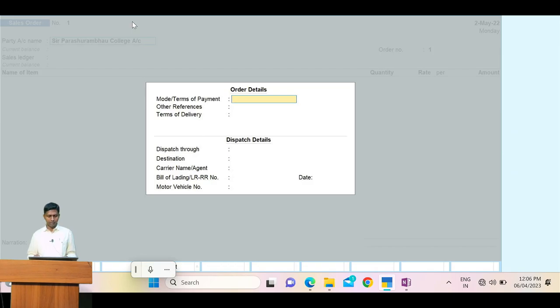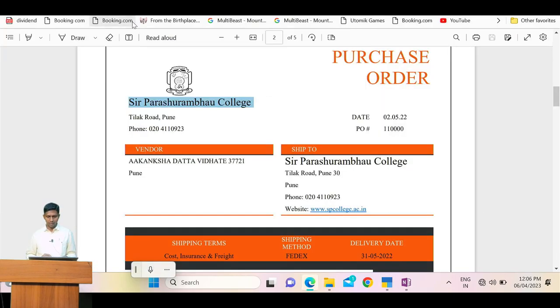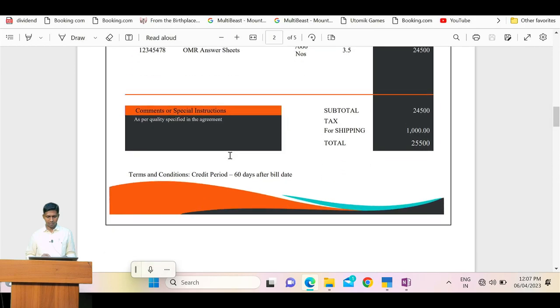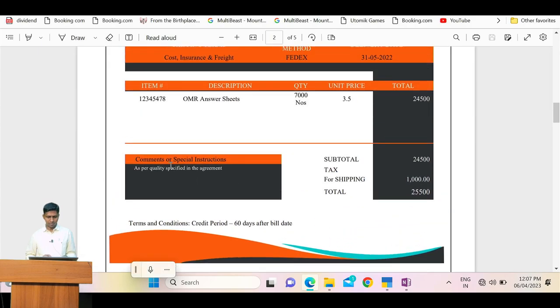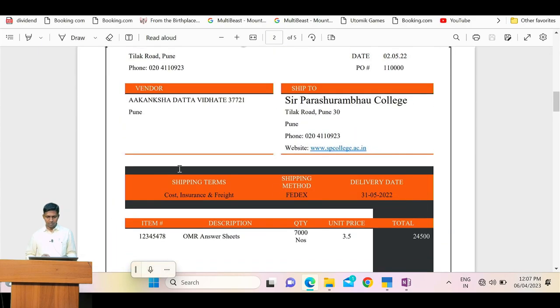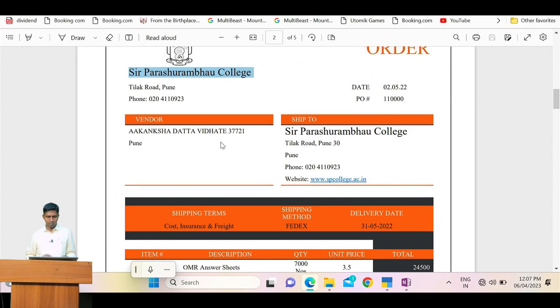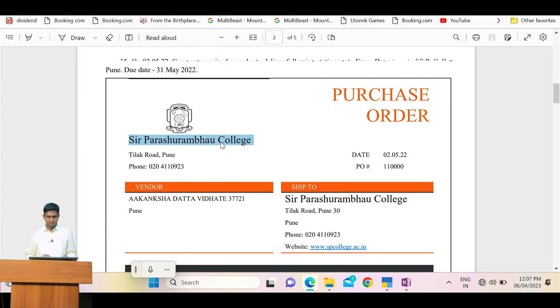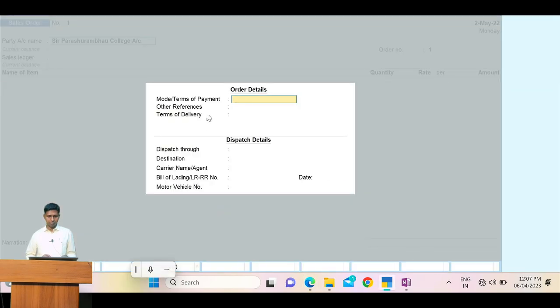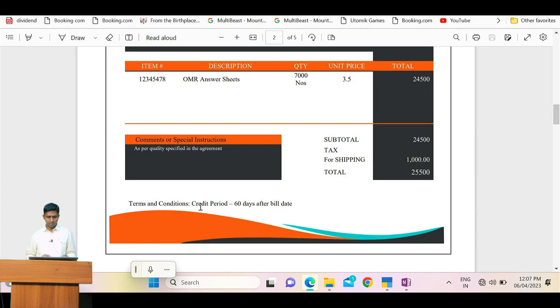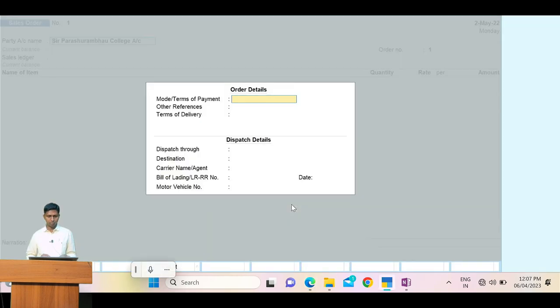Enter, and then what are the terms of payment? Now, have they mentioned anything about the terms of payment? Credit period after, okay, specified in agreement as per the due date, and no terms and conditions related to modes or terms of payment. Terms of payment 60 days after credit period, that means payment you should make within 60 days.